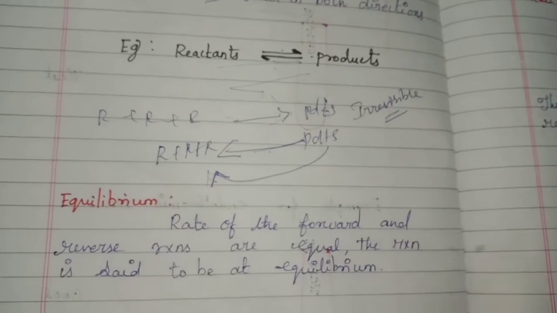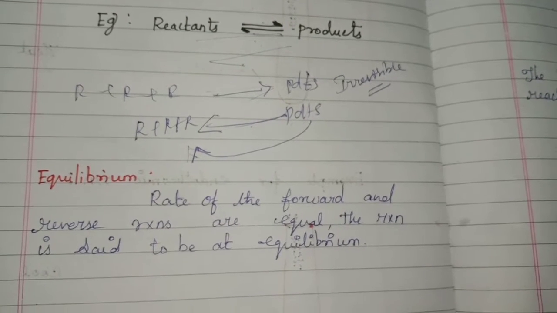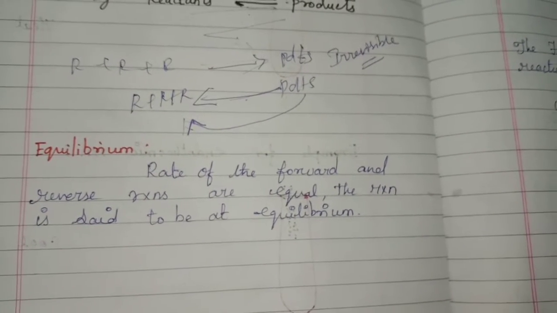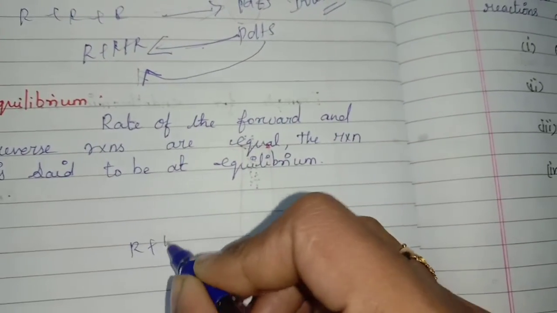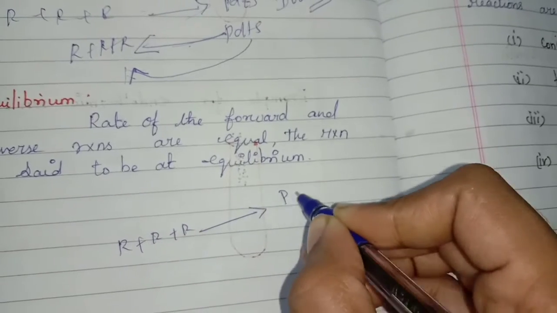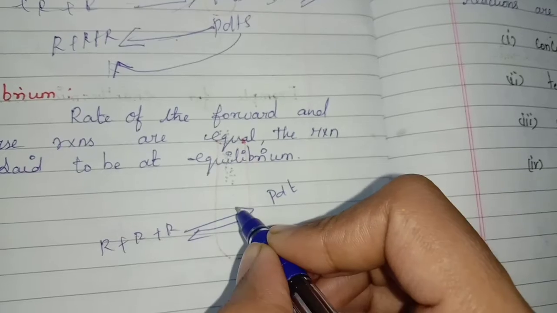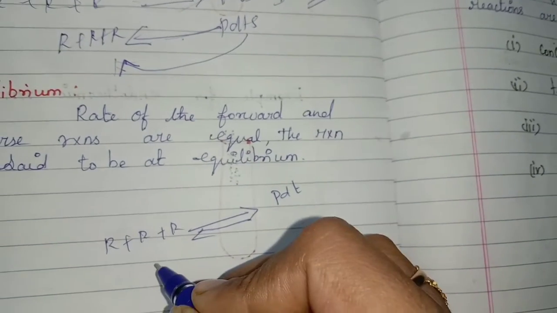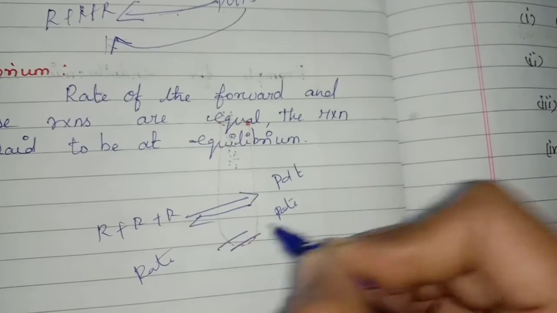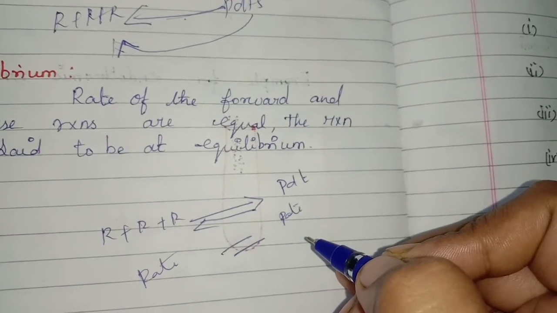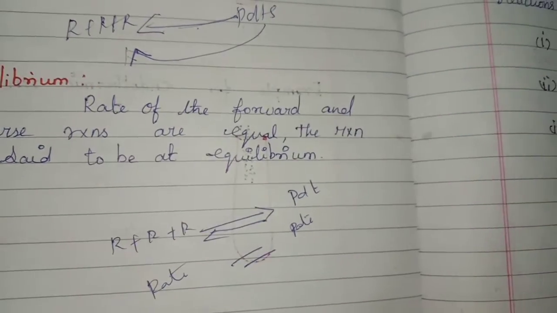Now equilibrium. What is meant by equilibrium? When the rates of the forward and reverse reactions are equal, the reaction is said to be at equilibrium. For example, we take some reaction and it gives some product. It can occur in both directions, this direction and this direction. If the rate of this reaction and the rate of this reaction are both equal, that reaction is known as equilibrium.